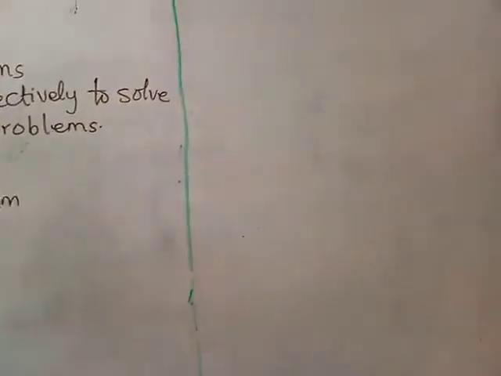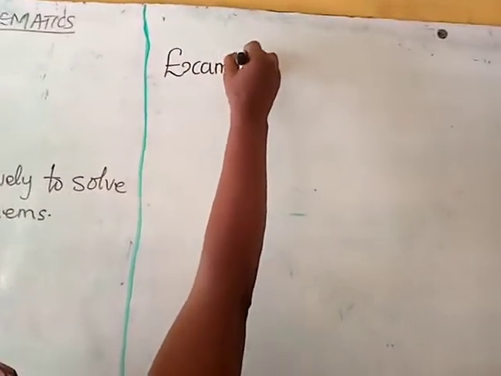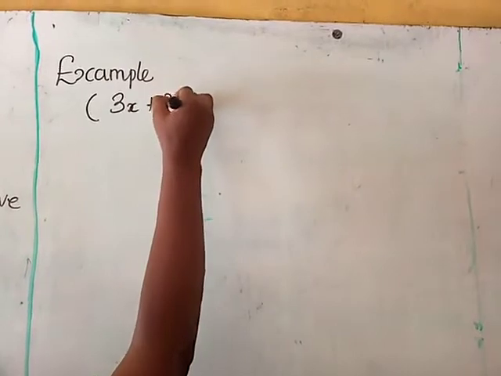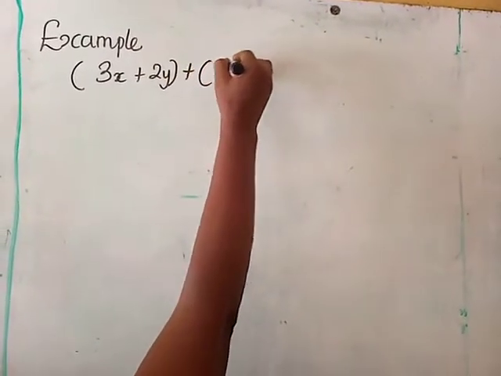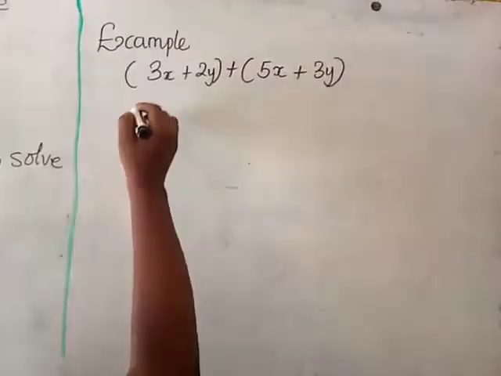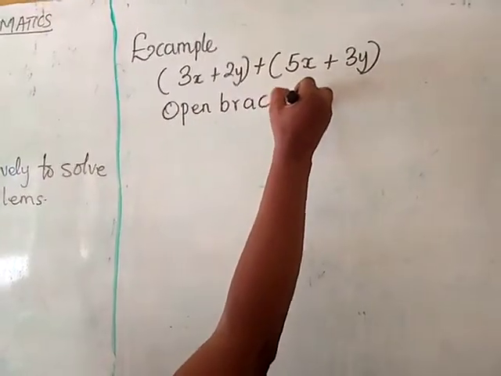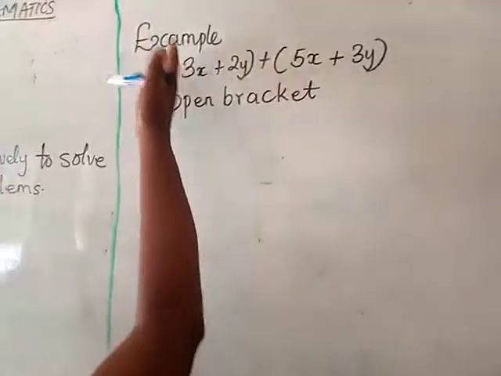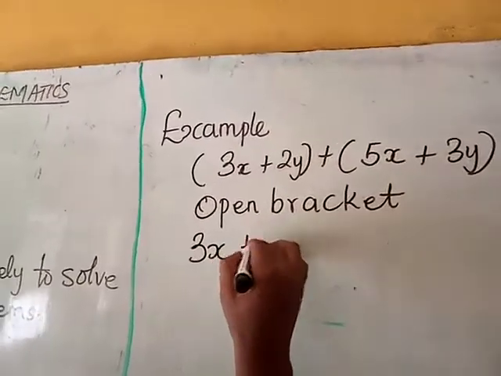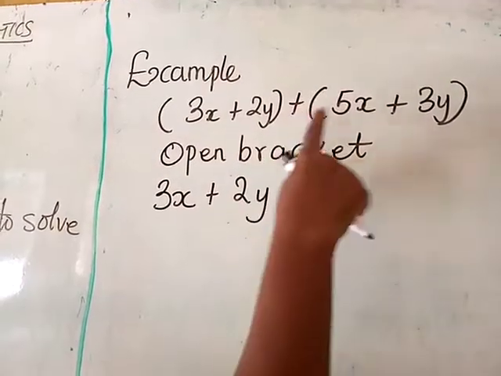Now, how do we make use of brackets to solve an algebraic expression? For example, if I have open bracket 3x plus 2y, plus 5x plus 3y. First and foremost, our first step is to open the brackets. And how do we open the brackets? We lift the brackets up by saying 3x plus 2y. Now, if we have to lift the second bracket up, we need to consider the signs.